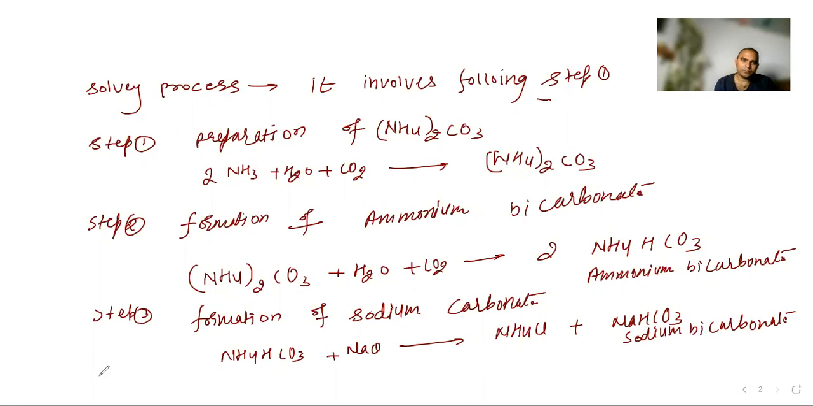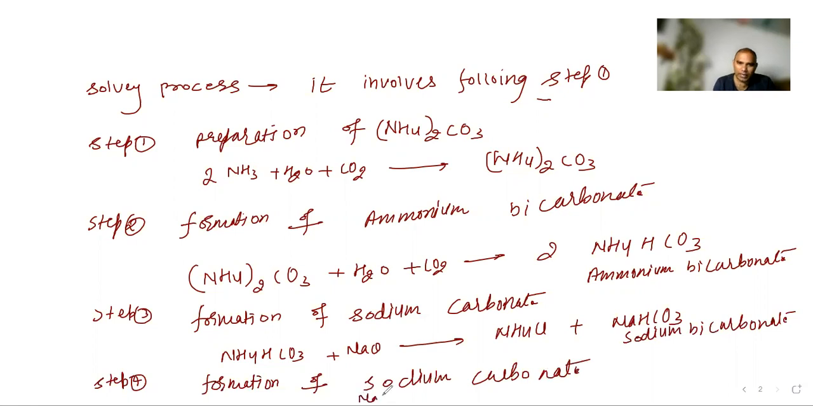Now step number four. If you talk about step number four, the compound you are going to prepare is sodium carbonate. This is the last step. How can you prepare sodium carbonate? You take NaHCO3, two molecules of NaHCO3, and they give Na2CO3 plus CO2 plus H2O. So this is all about the preparation of sodium carbonate. This is our required compound, sodium carbonate.